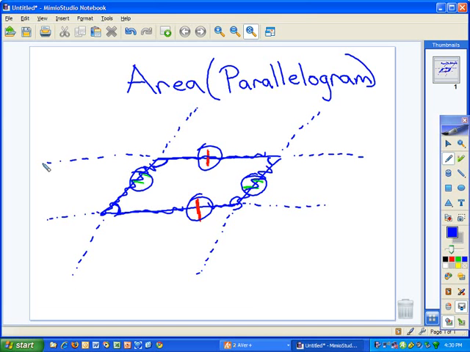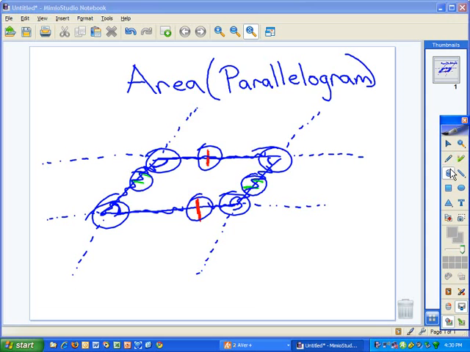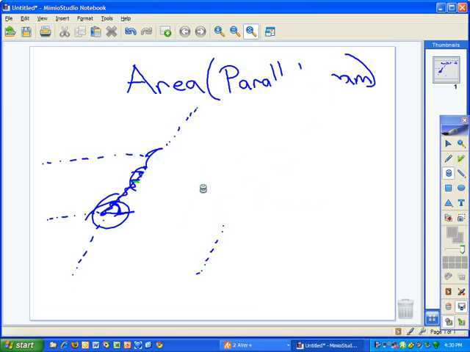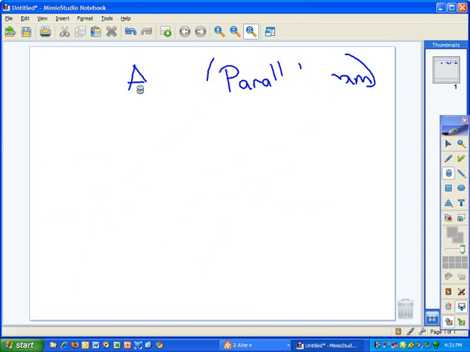Also, look at the angles. You have a pair of angles that are obtuse. You also have a pair of angles that are acute. So by definition, this is a parallelogram. So I got all kinds of things going on here. Let's go ahead and erase this then and try and find the area of a parallelogram.